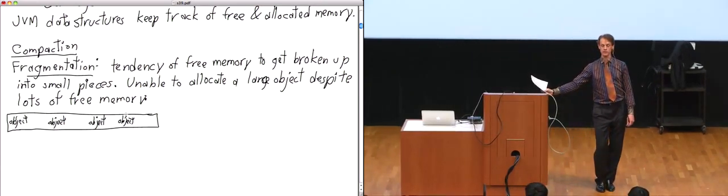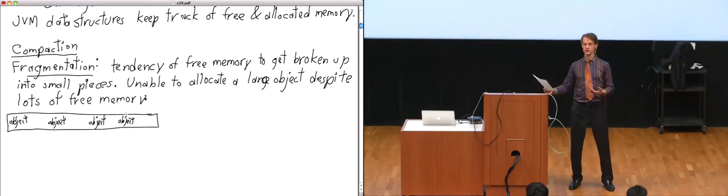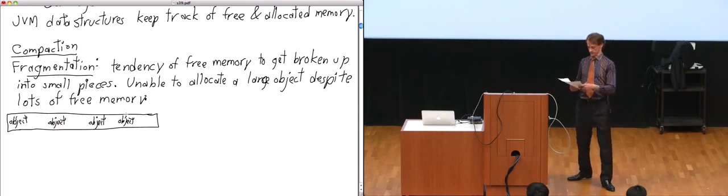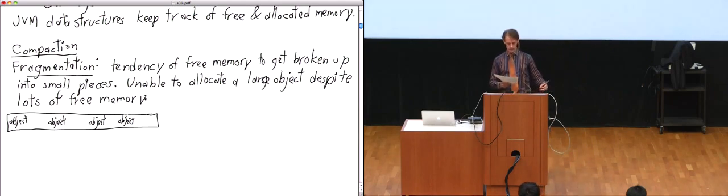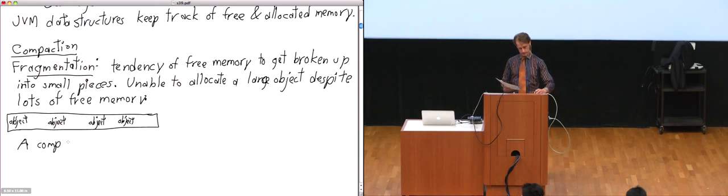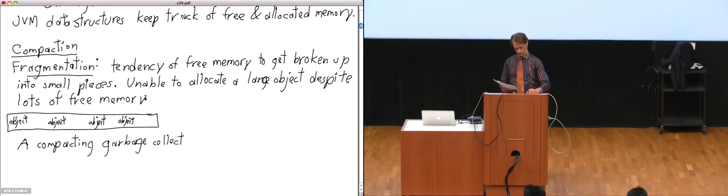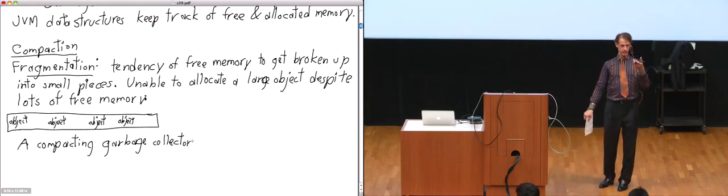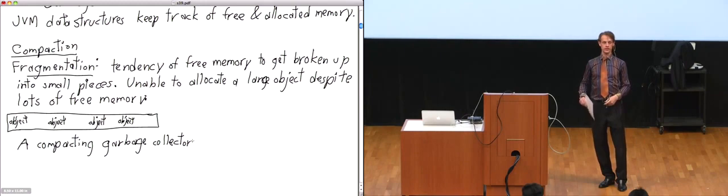Fragmentation also can cause other problems, like it can cause the memory caches to be slower. It can cause the virtual memory to page more often. These are things you'll learn about when you take 61C or 152. But a compacting garbage collector can fix this problem. And the idea is that during the sweep phase, you actually take these objects and you pick them up and you move them so that they're all right next to each other.